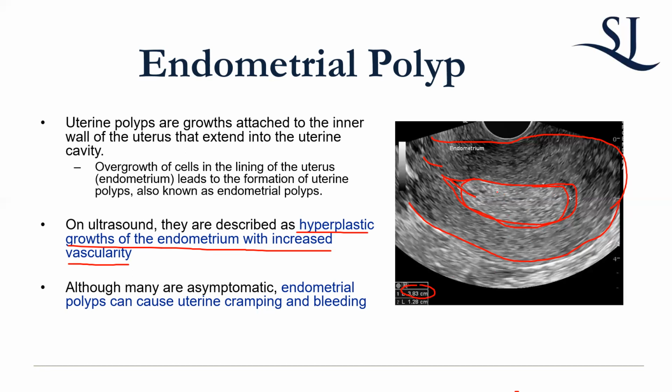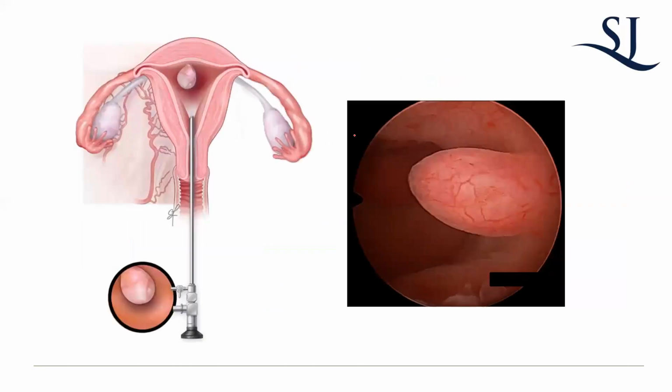What you'll see is even if it's thickened, it'll describe it on ultrasound as like a discrete mass with increased hypervascularity, suspicious of polyp, right? So that's what you're looking for.